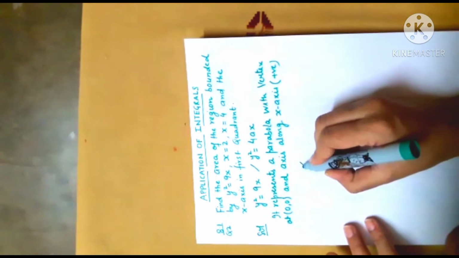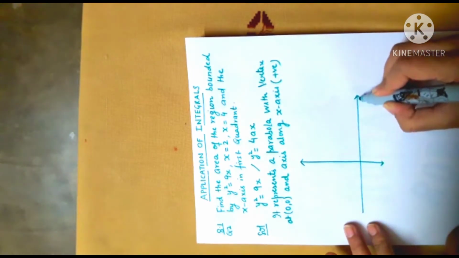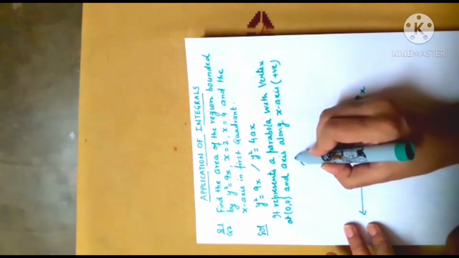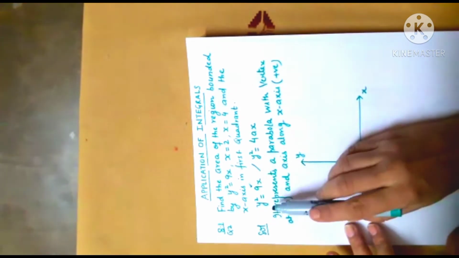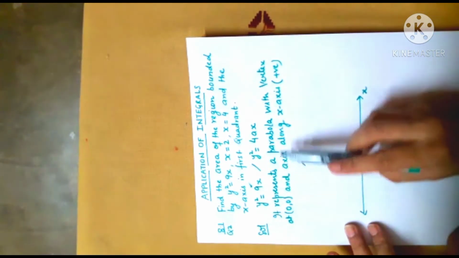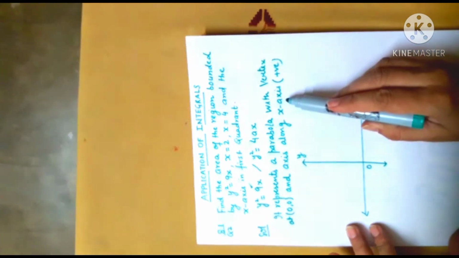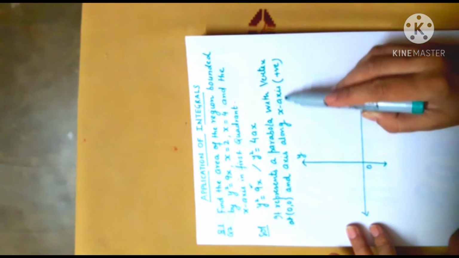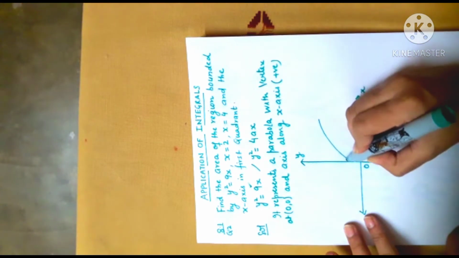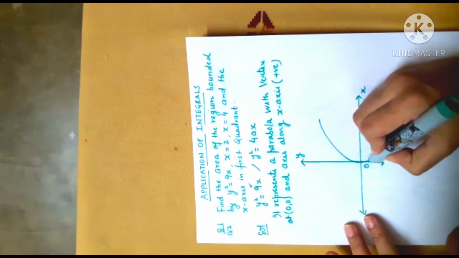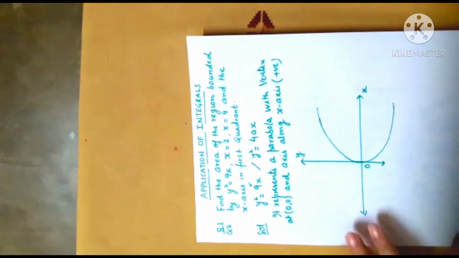Let this be the Cartesian plane. This is x-axis, this is y-axis, this is origin. Curve is y square equals 9x. It is a parabola with vertex at origin and symmetrical about x-axis. It will open towards right. Right? So it will be like this.